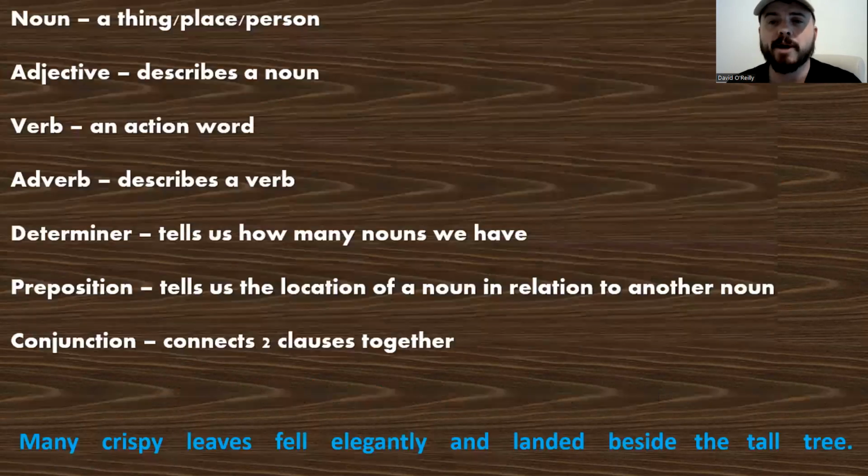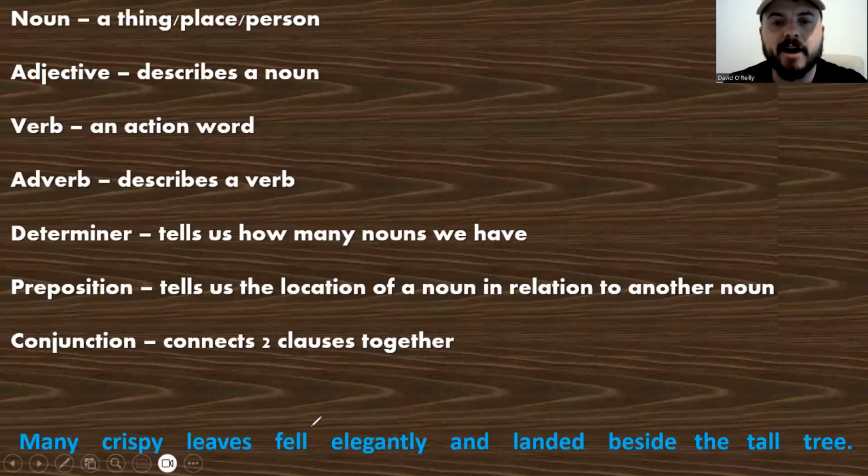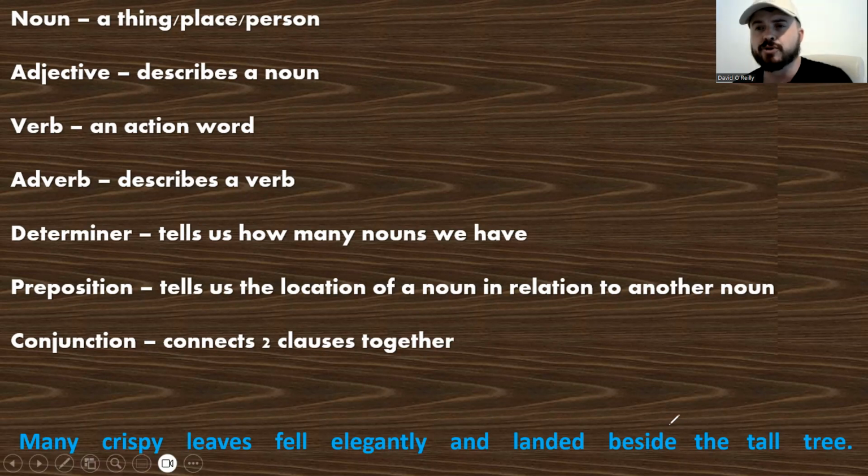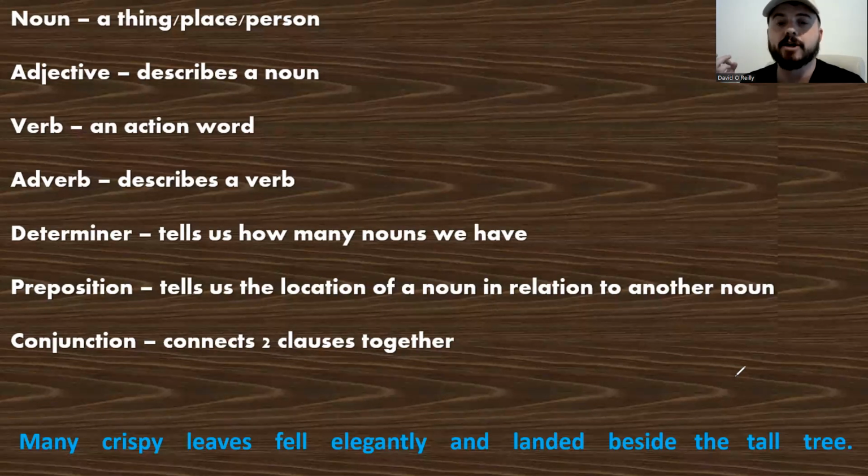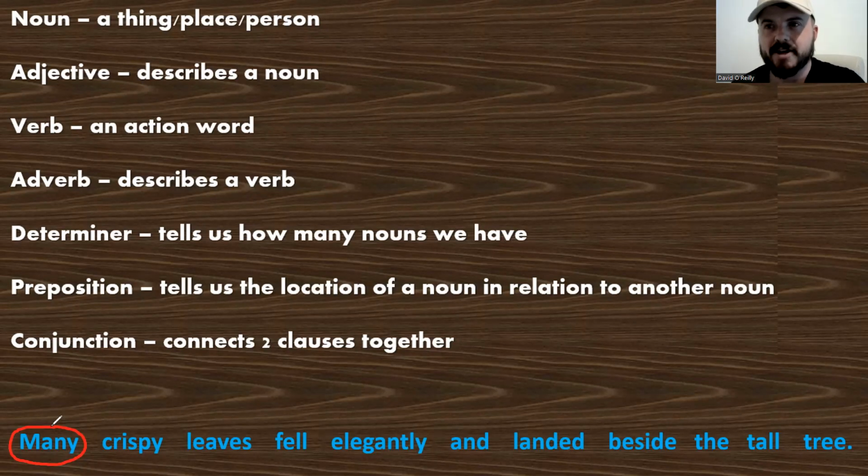But what we're going to do now is on the bottom, I've got a sentence, right? And it says, many crispy leaves fell elegantly and landed beside the tall tree. So this is a sentence, and within the sentence, what we need to do is put each word into its word class. Okay, so let's start with the first one. What I'm going to do is circle each word, and then you've got about 5 to 10 seconds to tell me its word class. Okay, so I've just circled many. Say aloud, what is the word class of many?